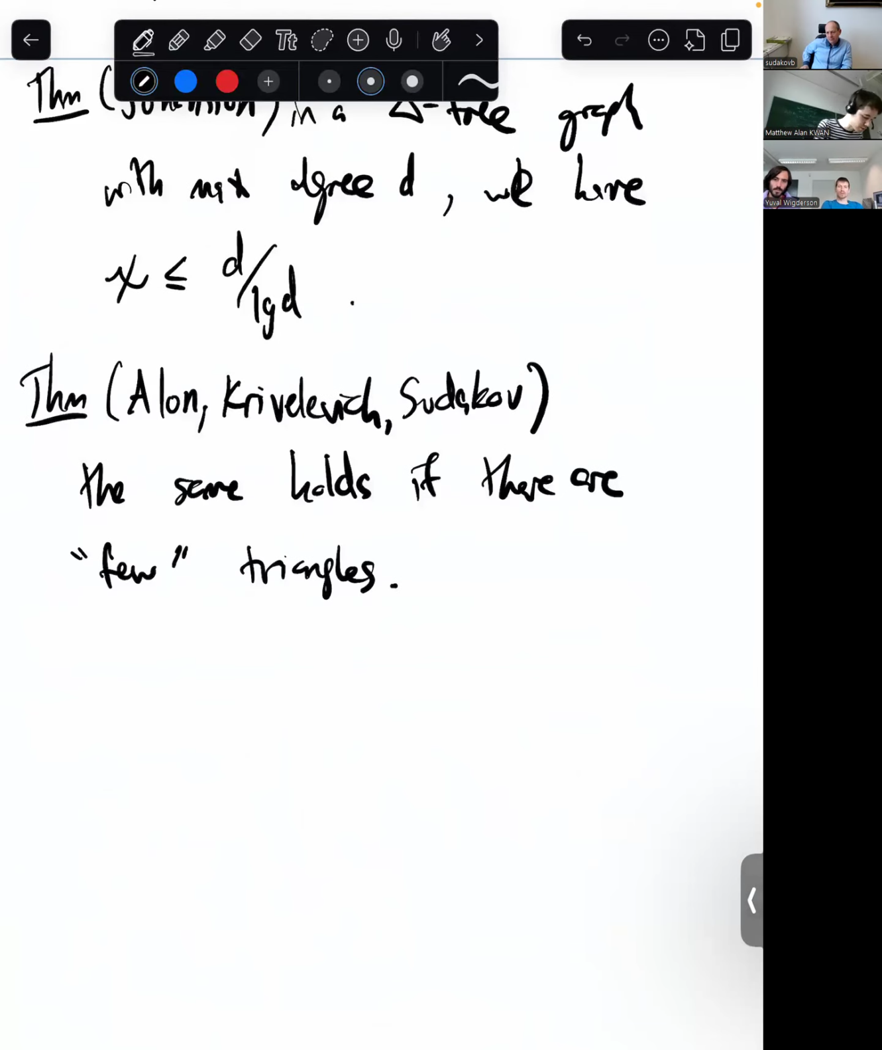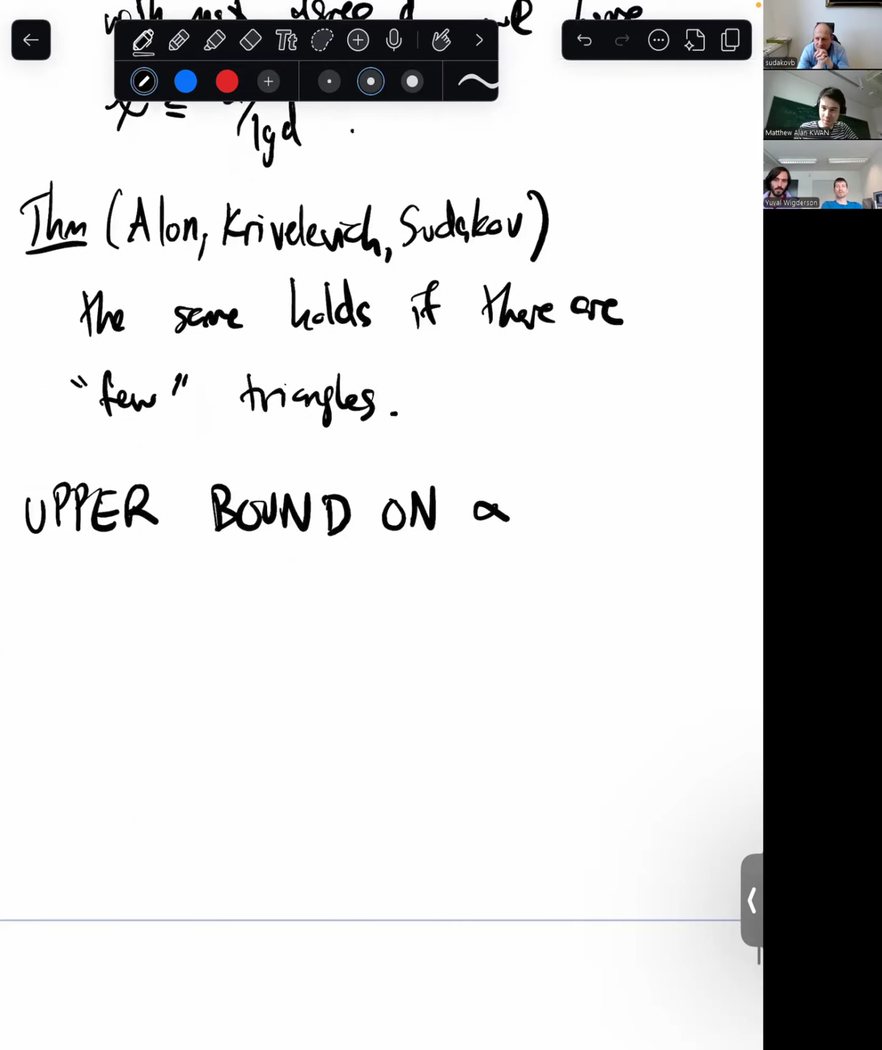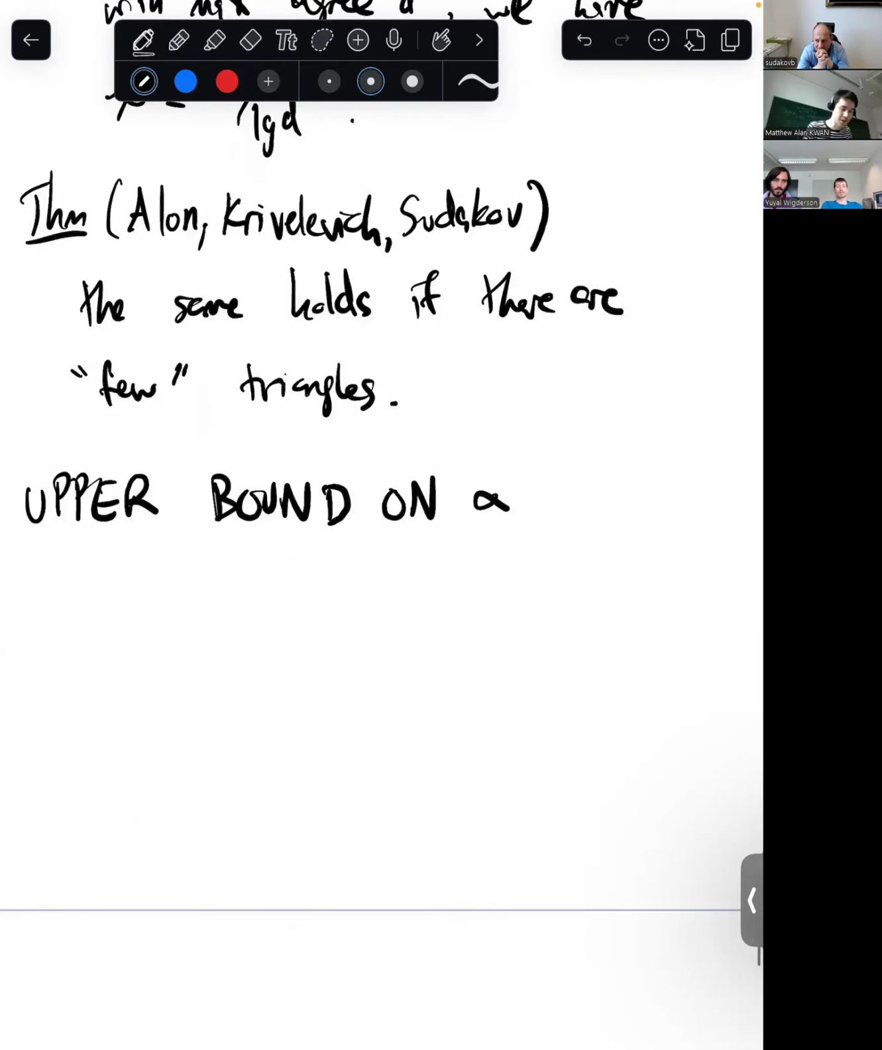The other direction, the upper bound on alpha, is completely different and is much more combinatorial. This is, I think, the most interesting part of the paper, where the most ideas are, but it's also very difficult to describe in a short period of time, so I'll try my best.